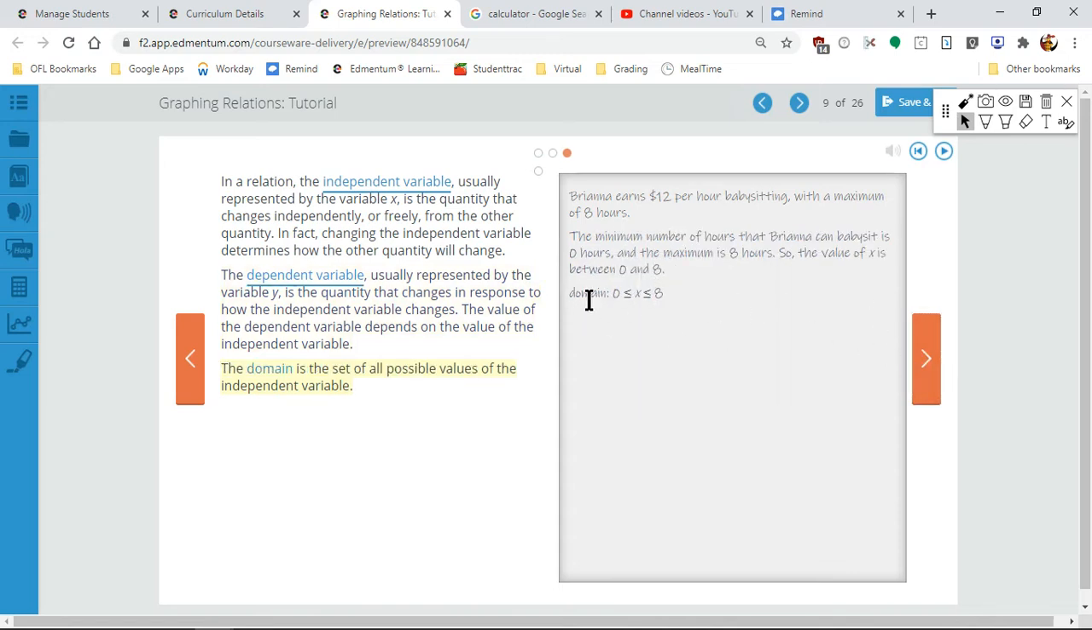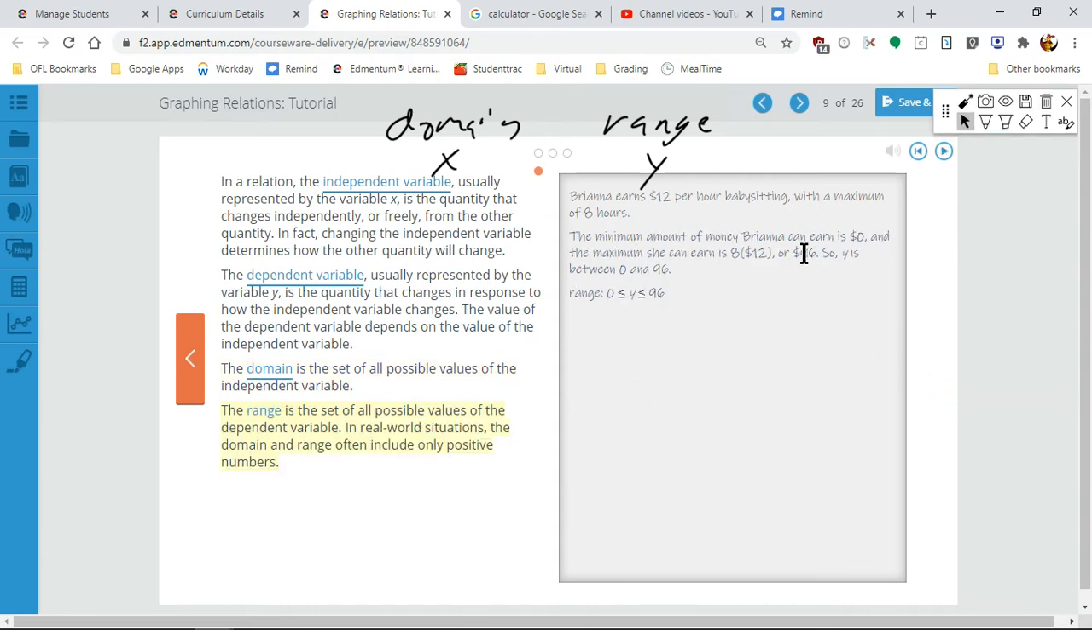Our domain is everything we can work. She can only work from 0 to 8 hours, so that's what's known as our domain. Domain goes with X, and we're going to learn that our range goes with Y. I would remember this as ABC order, alphabetical order. Domain comes before range, X comes before Y. That's the easiest way to remember it.